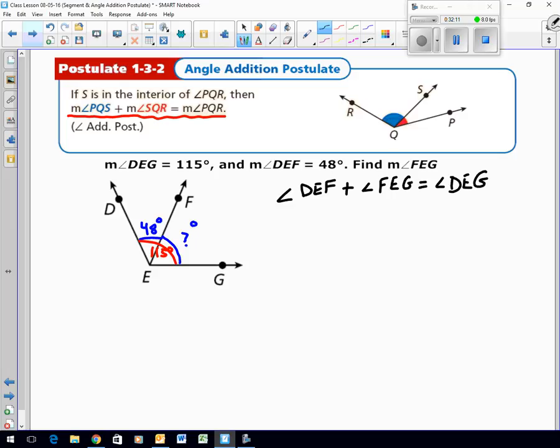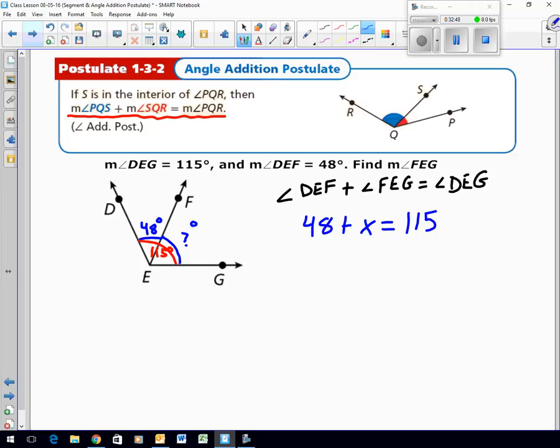Here's why. How much is DEF? 48. How much is FEG? Oh, you don't know. We don't know. It'll be X. How much is DEG? Y'all see how you gotta make your transition? This is the geometry. Here's our geometric postulate, the angle addition postulate. What is our algebraic expression? 48 plus x equals 115.